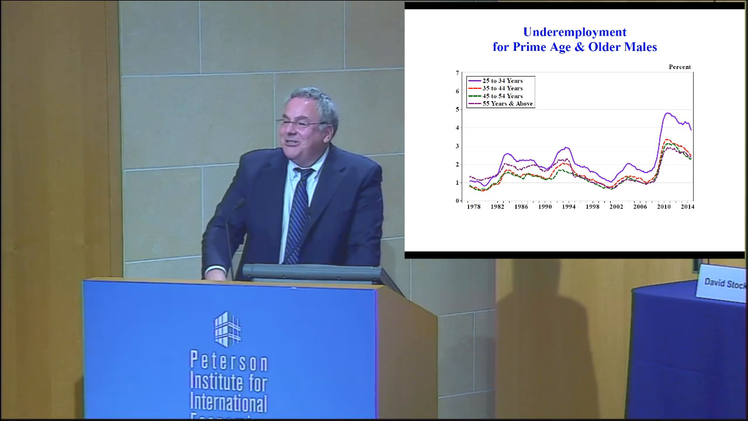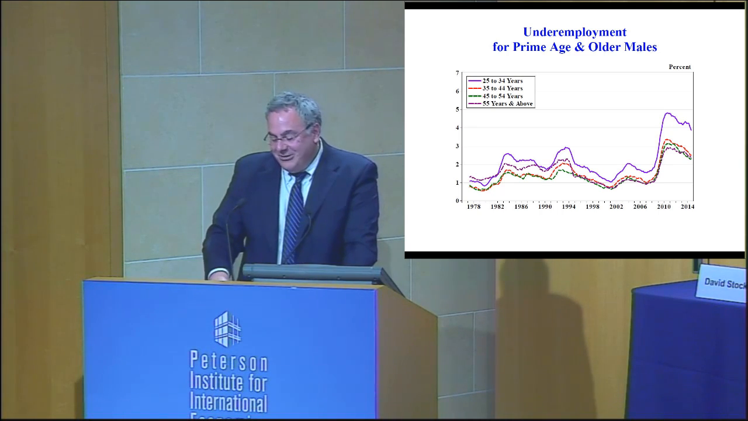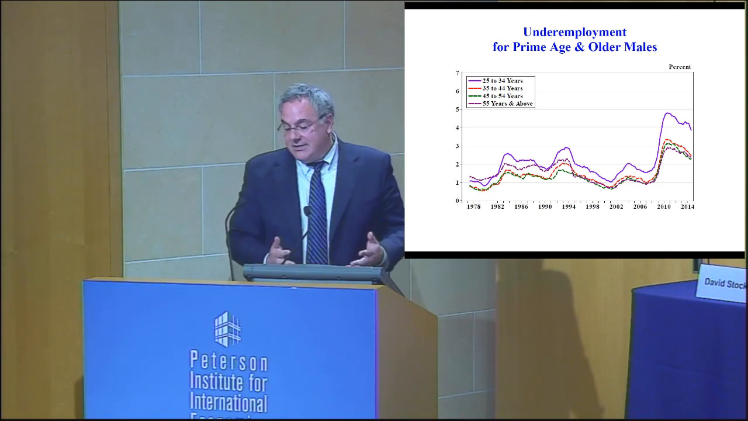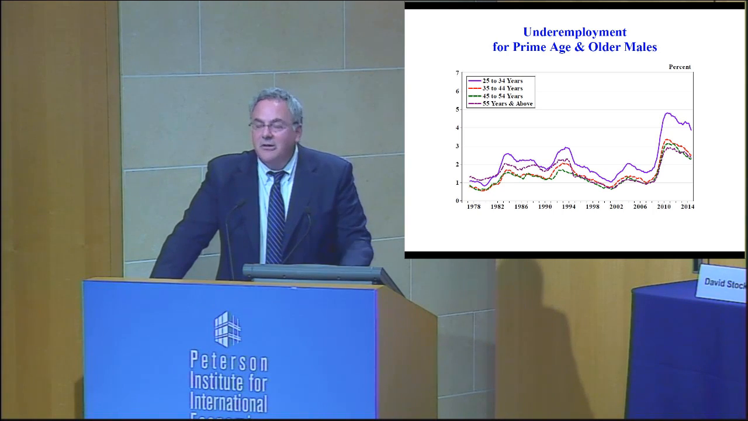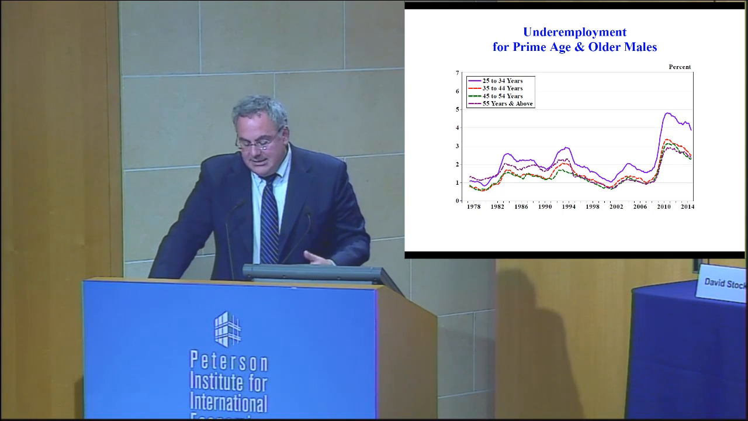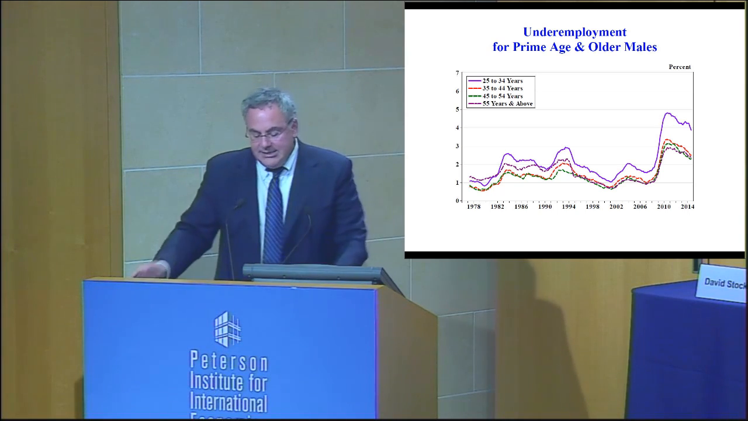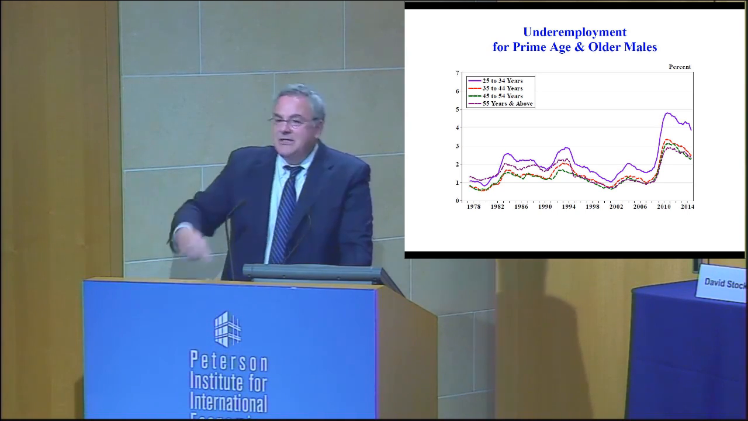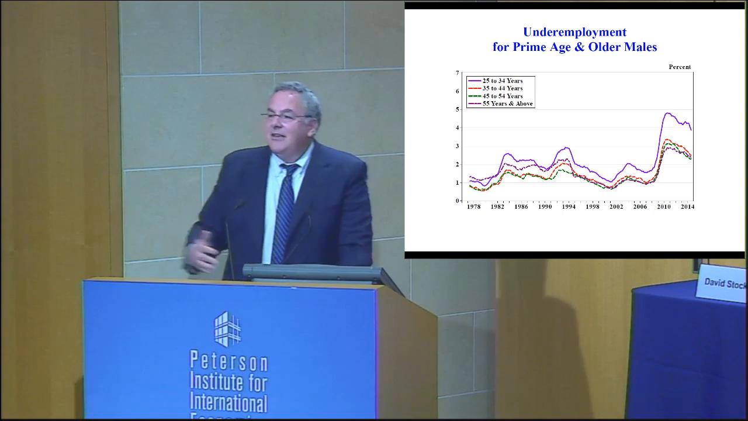So there's one picture for youths, one for prime age and older males, and one for prime age and older females. Okay, so just take my word for it on the youths. Underemployment is a very severe problem. We know that. This would be people who are 16 to 24 years old. But those people will quickly get into prime age in another few years if we're patient.